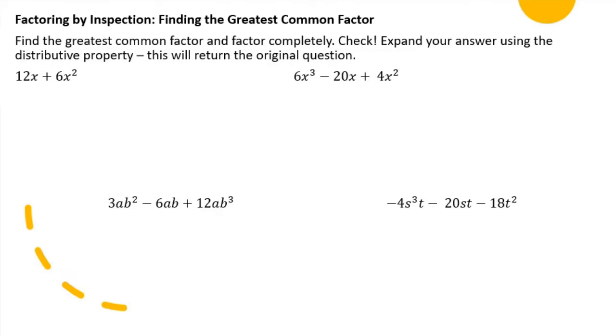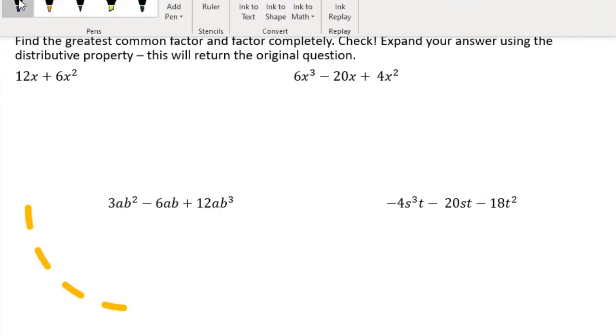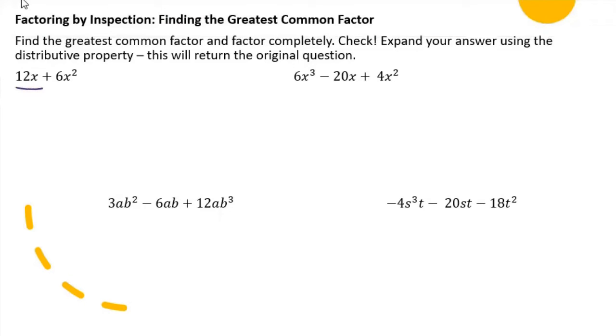So let's look at 12x plus 6x squared. What are the common factors in those two terms? Well, in order to answer that question, we have to be comfortable with knowing what the factors are. Generally, when we talk about terms and factors, we'd say we have a major term, 12x, and another major term, 6x squared. And then we would talk about the major factors, 12 and x for the first term and 6 and x squared for the second term.